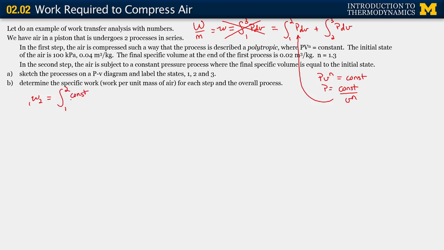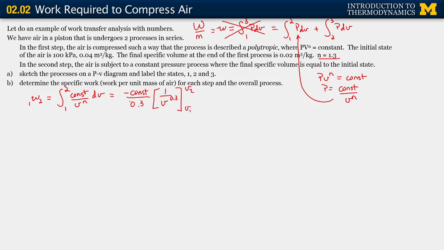So we have the constant over volume to the n, and that n is known, times the differential of the specific volume. Okay, so let's go ahead and plug in the value for n, which is 1.3. Go ahead and do that integration, and what we end up with is an expression that looks like constant. We have a negative sign out front because remember our sign convention for work transfer, and we know that the compression is work in. Okay. 1 divided by volume to the 0.3 power, and we're going to evaluate that from, again, state 1 to state 2.